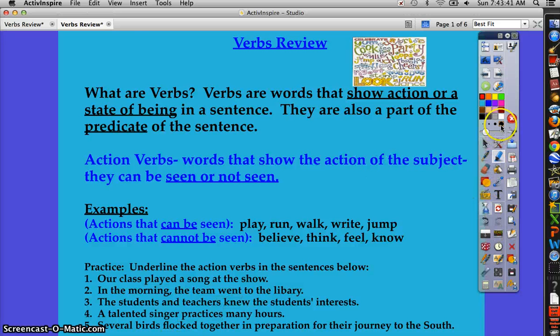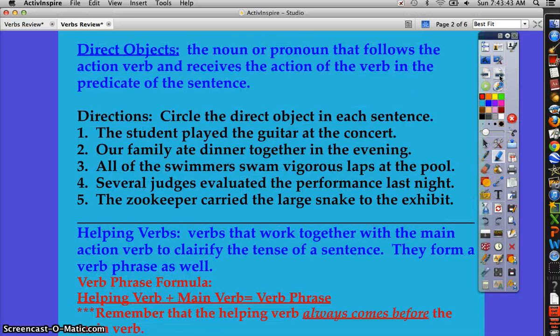As we went on through the unit, we started to look at direct objects after action verbs. Direct objects are nouns or pronouns that follow the action verb and receive the action of the verb in the predicate of the sentence. Always remember, they always follow the action verb. It's very important that you remember that direct objects have to come after the verb. They can never be before the verb in a sentence.